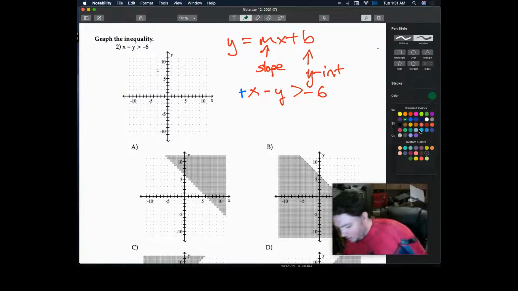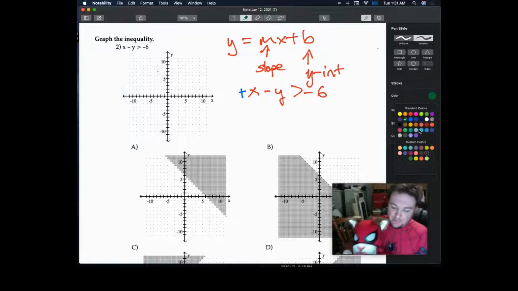Oh, Spider Kitty was very excited about that. We know the opposite of addition is subtraction. Oh, you're so cute, Spider Kitty.